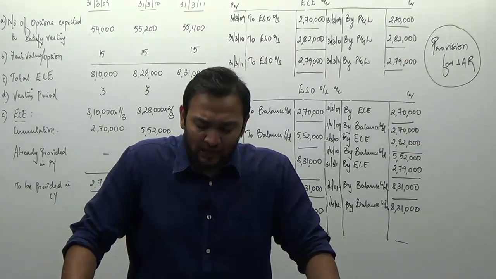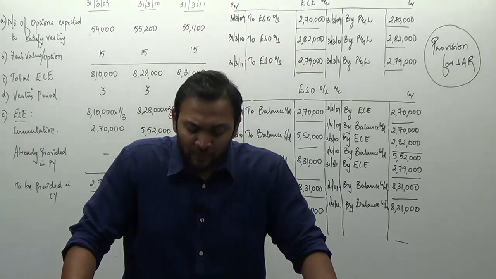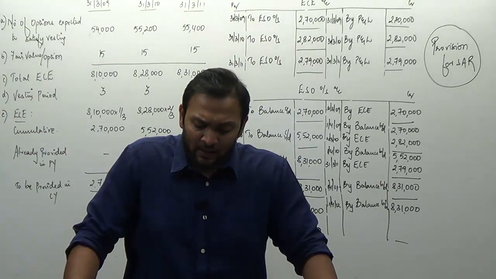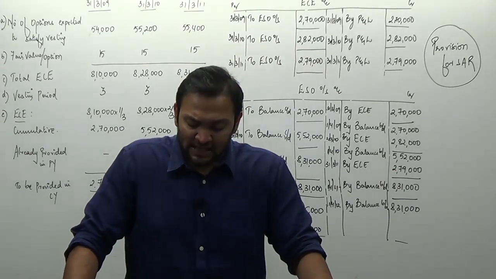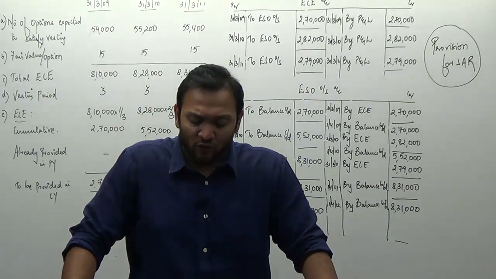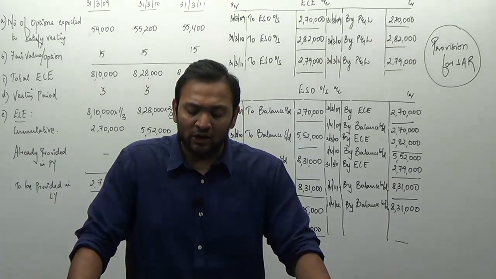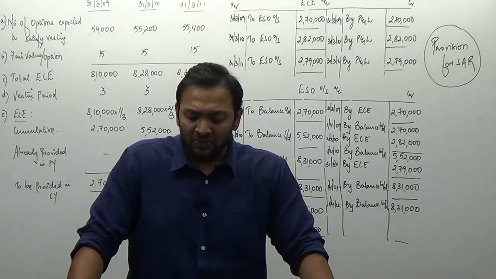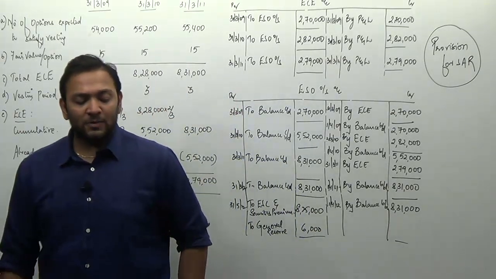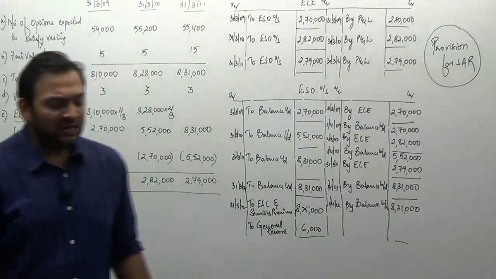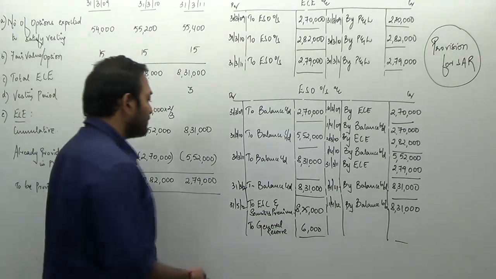2009-10. Actually, 15 employees left in 2008-09, 10 employees left in 2009-10 and 8 employees left in 2010-11. The SAR therefore actually vested to 492 employees, and on 30th June 2011 the SARs were exercised having an intrinsic value of 25 rupees per share. Show the provision for SAR account by fair value method.